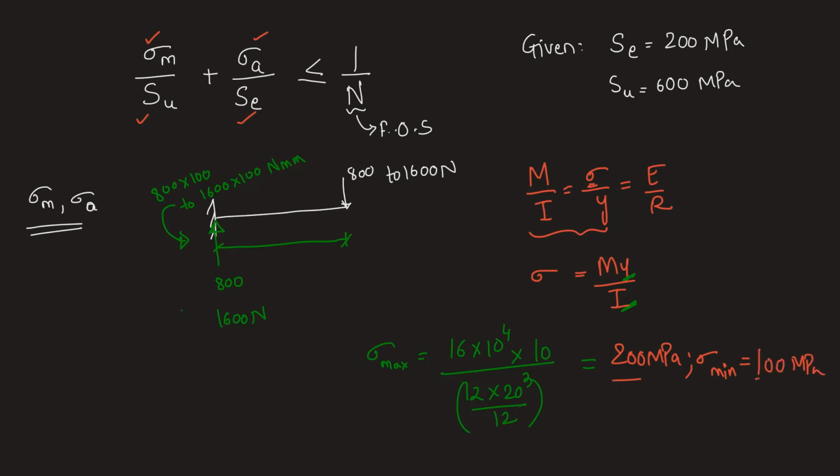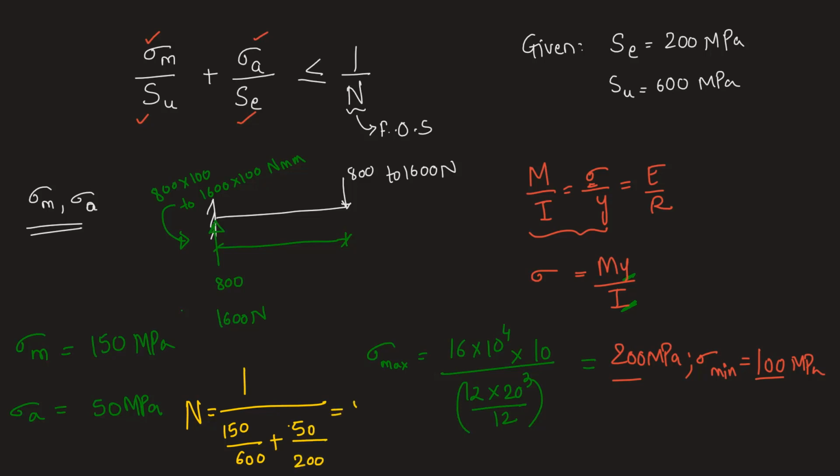We have the maximum and minimum stress values. Now we can simply calculate the mean stress value and the amplitude of stress. The mean stress value will be just the average, 200 plus 100 by 2, which is 150 megapascal. And the amplitude of stress sigma A will be 200 minus 100 by 2, which is 50 megapascal. Putting these values in the Goodman criteria, the factor of safety n equals 1 upon 150 by 600 plus 50 upon 200. This turns out to be 2.